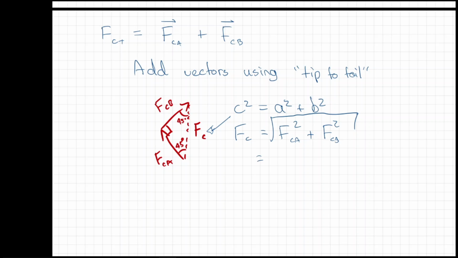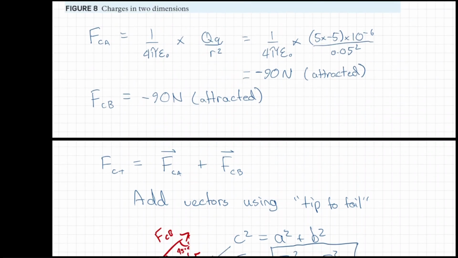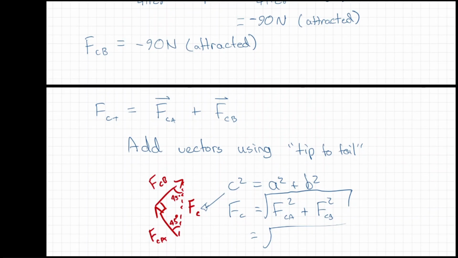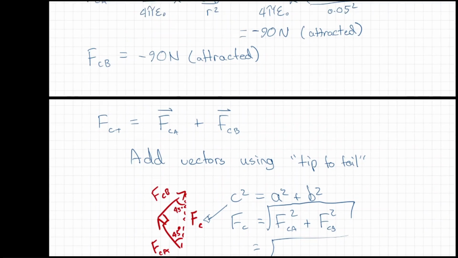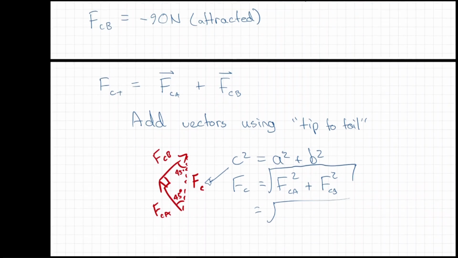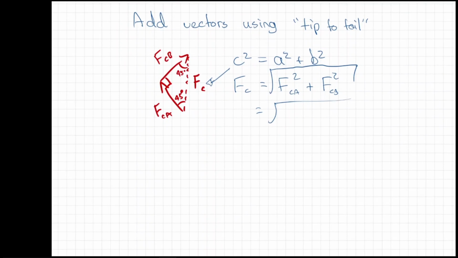So FC equals the square root of FCA was 90. They were both 90. I am going to totally ignore the negatives here, and you have to. Remember, the negatives were just to tell us the direction or the fact that it was attractive or repulsive. If we use them now, we'll get a negative number, and then we can't take the square root, and we'll be lost and scared. So 90 plus 90, squared, squared.